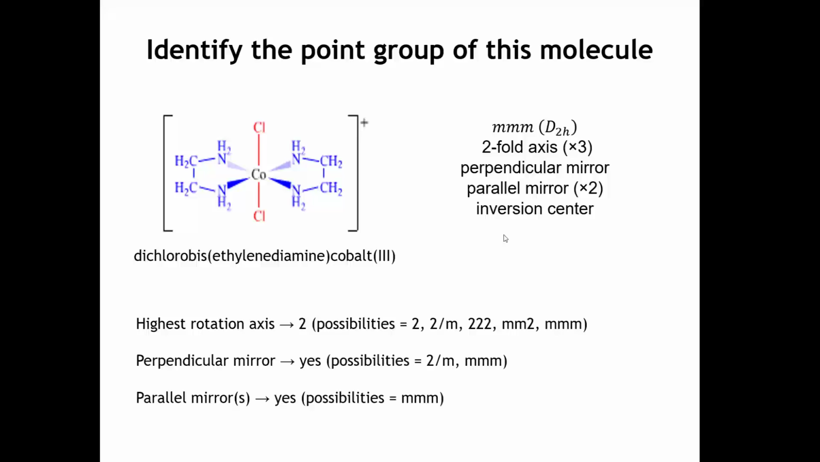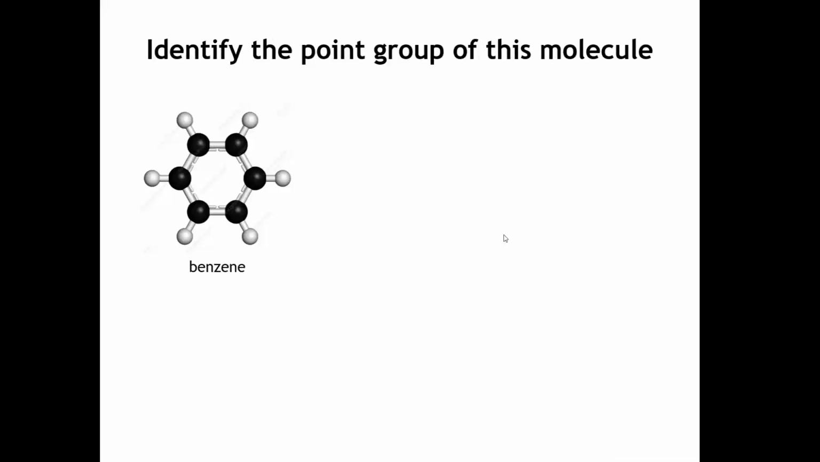Well, let's try another one. This one I think is pretty easy. Let's take a benzene molecule. So applying the rules that we had a couple slides back, what do you think is the point group of this molecule?